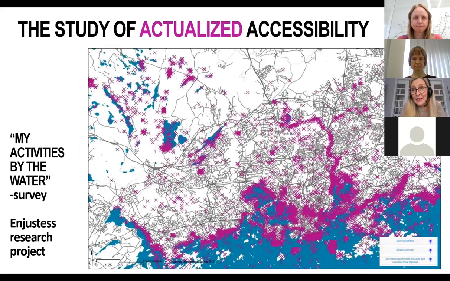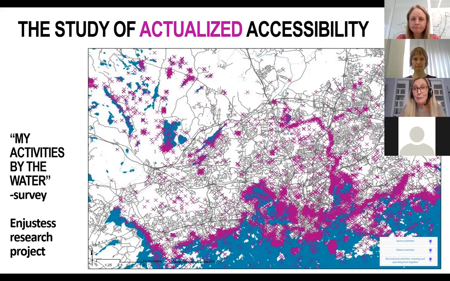And if we study accessibility, which is very typical in mobility research, what is typically done is that we, for example, only analyze the potential accessibility to green areas that are close to our home, regardless of whether we use those specific spaces or not. And you can do much more fine-grained analysis with this place-based mapping methodology, for example, of the places by the water that people really use, not only potentially use, but really use.